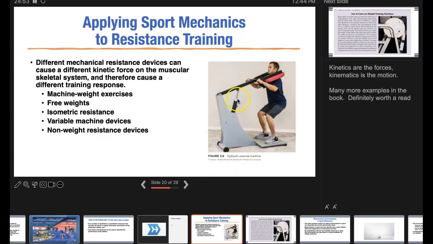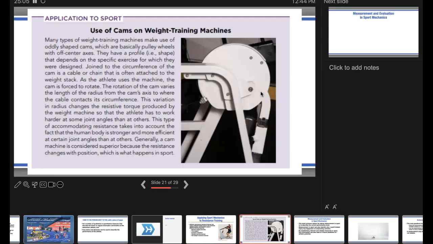So this would give you a steady amount of pressure. If you press hard, you're only going to be able to move it at a certain rate, depending on how hard you push.